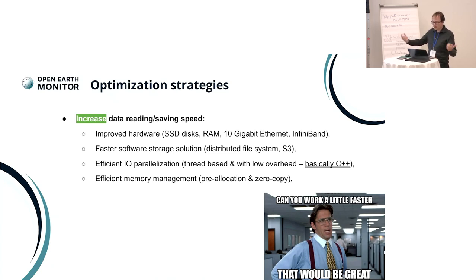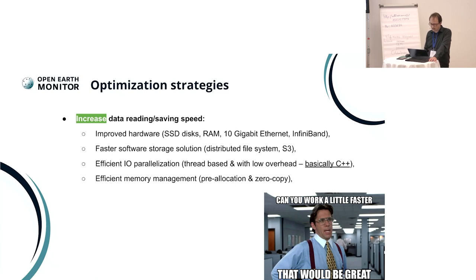And if you have a solution where the data is distributed across multiple servers, we also need to think about increasing the network speed, right? You can move to other protocols. For example, if you use InfiniBand, it's actually 40 times faster than a regular Ethernet connection. But that's strictly hardware, right? So you can improve the hardware. You can also move to a faster software storage solution, some distributed file system, or S3 instead of some old-fashioned protocol, just sharing data across multiple servers.